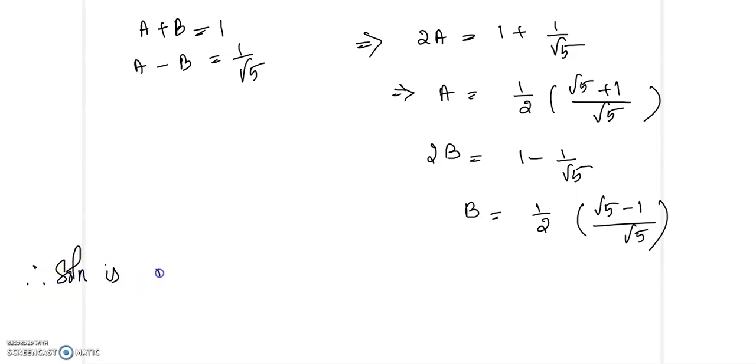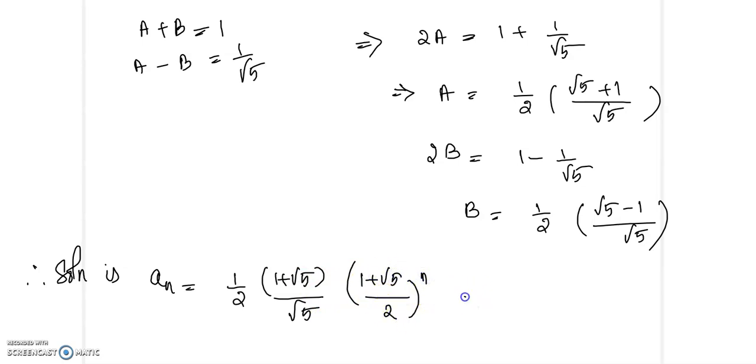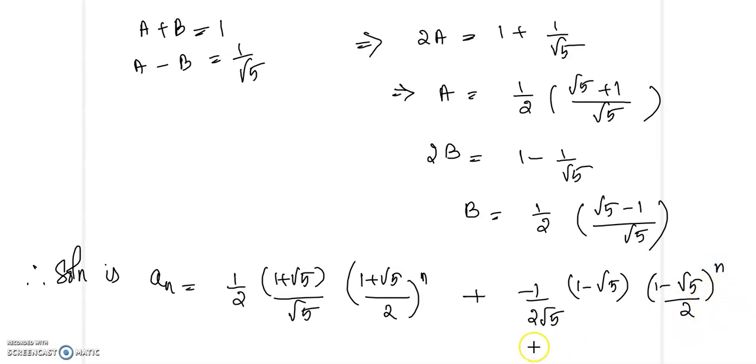Therefore, the required solution is a_n equal to, now substitute for a and b, so we will get 1 by 2 root 5, into (1 plus root 5 by 2) whole power n, plus b will be, let me write it as minus 1 by 2 root 5, (1 minus root 5), so that is the value of b, so we will get (1 plus root 5), (1 minus root 5) by 2 whole power n. So this is the required solution.